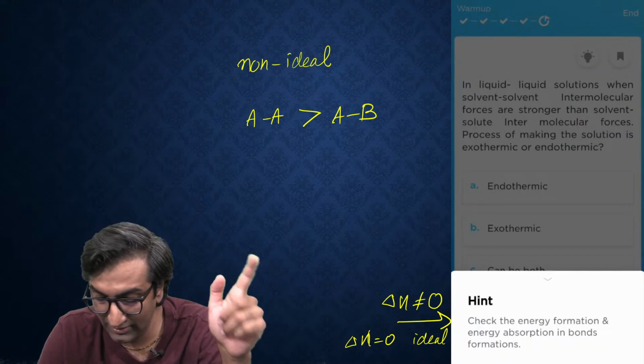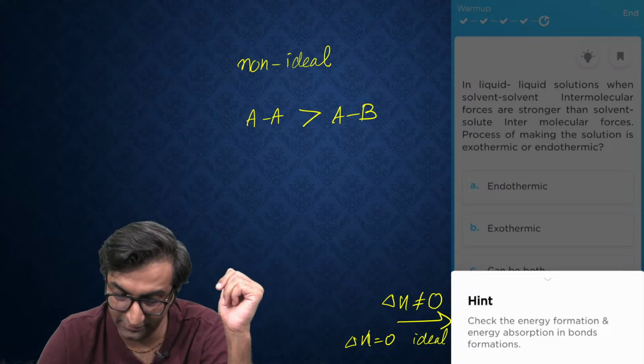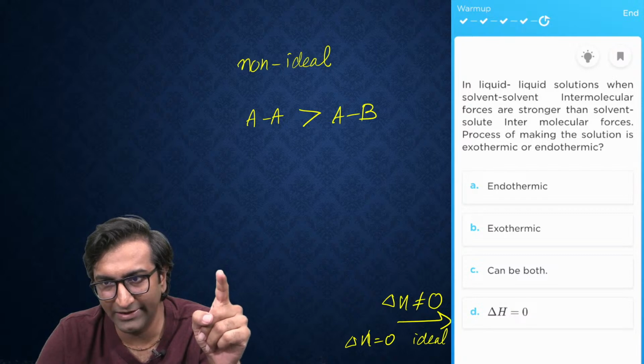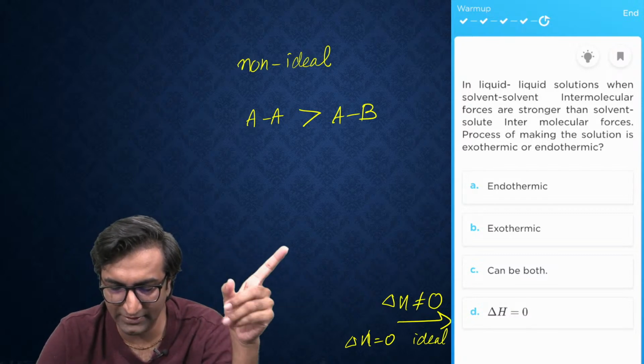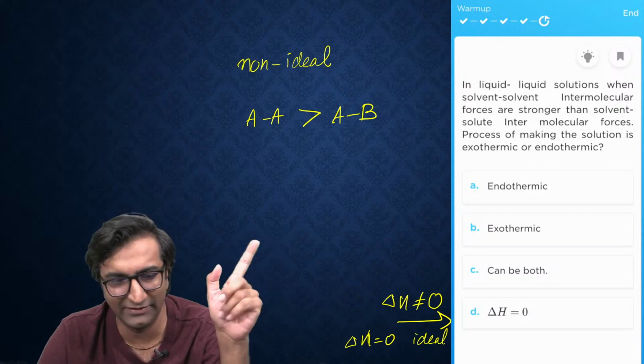What is the hint? Check the energy formation and energy absorption and bonds formation. वही तो हमने किया है. That's what we just did here. That doesn't help. So can you guys come to a conclusion and say which one will be endo or exo? कौन सा mark करूँ मैं? A या B? It can't be both. It's either one or the other.